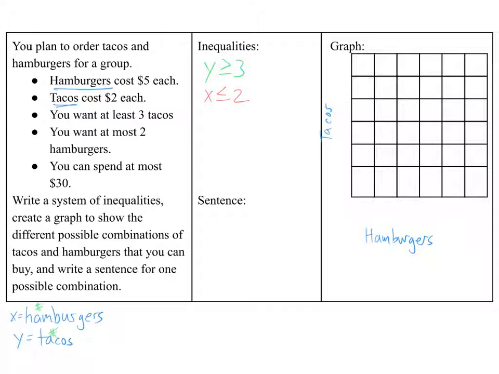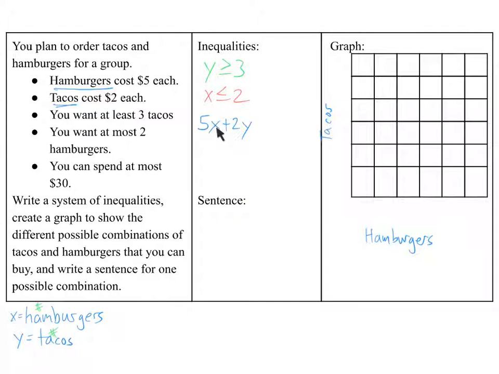My last inequality comes from spending $30. Here's what we have to think about. If it's $5 per hamburger, wouldn't 5x give me how much I spent on hamburgers? If I bought 10 hamburgers, would that be 10 times 5, $50? So this covers the cost of hamburgers. Plus, how much is it per taco? $2. So wouldn't that be 2y, giving me my cost for tacos?